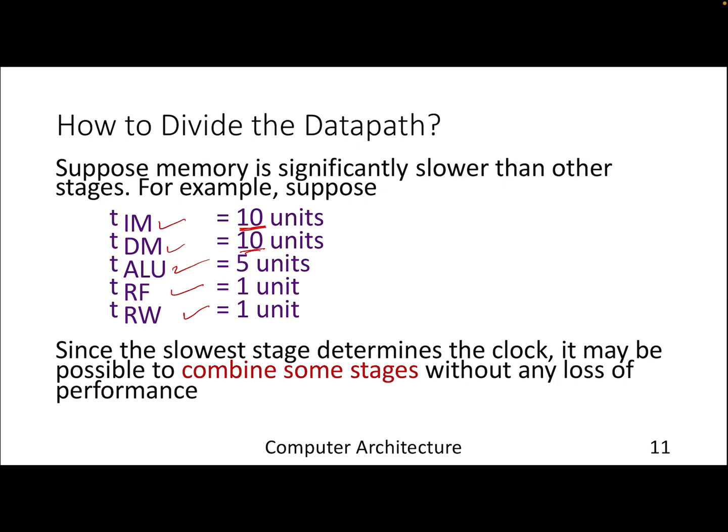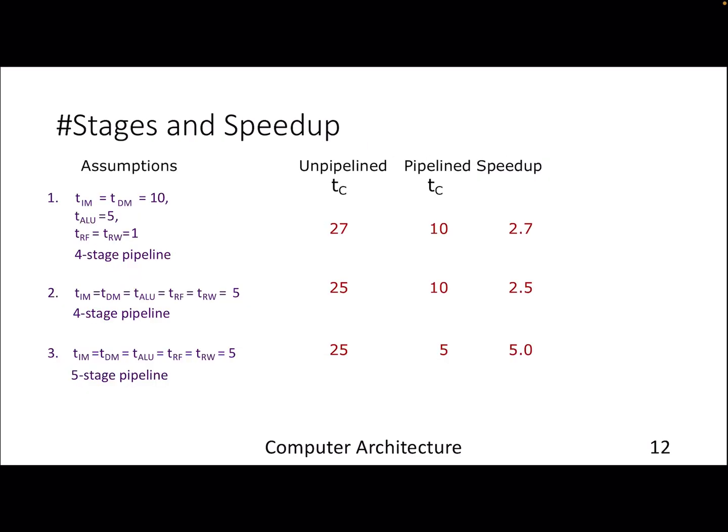So please remember, the slowest stage determines the clock in the pipeline. That's what we have discussed so far, right? So let's see how we can partition this data path. If we go for a 4-stage pipeline, before going into the pipeline design, let's look at what the clock cycle time will be unpipelined. In the unpipelined case, you just add all the latencies, right? So 10 plus 10, 20, plus 5, and then 1 plus 1, that makes it 27. So this will be the clock cycle time.